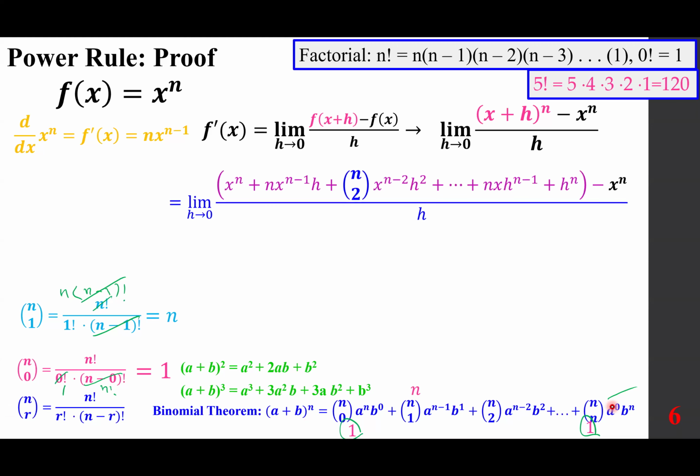So when we expand this one, it becomes x to the power of n plus n x to the power of n minus 1 h plus n choose 2 x to the power of n minus 2 h squared plus, again, the one before that is n x to the power of n minus 1 h, and the last one becomes h to the power of n, and this remains. These two cancel each other.